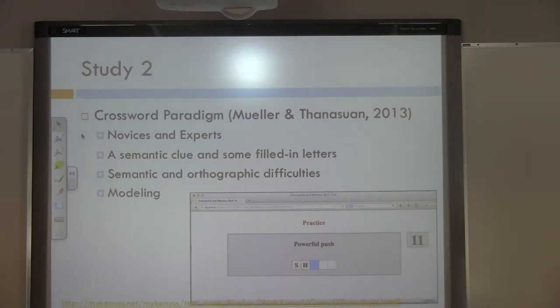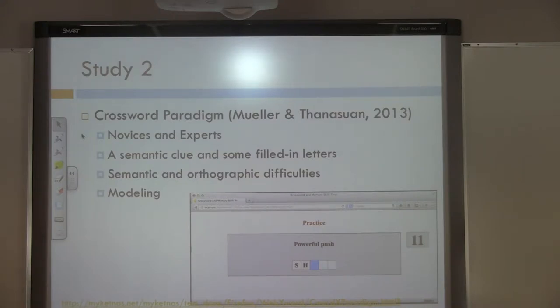And in these studies, the participants saw the semantic clues and some fill-in letters. They have to find the answer that associates with the semantic clues and the pattern in 30 seconds. If the answer is incorrect, we will give one more letter, and we will keep doing that until they can answer it correctly or time is up at 30 seconds.